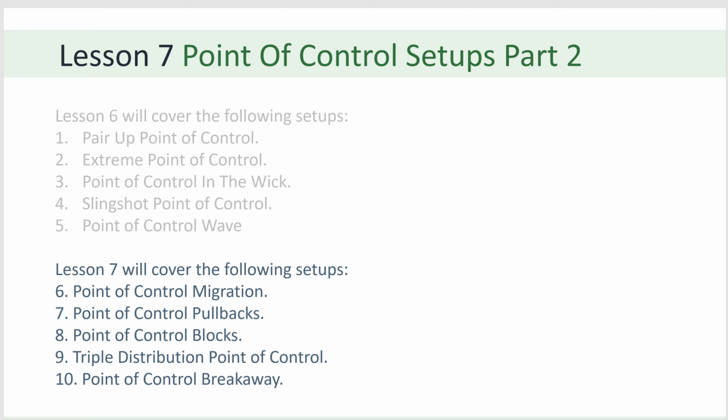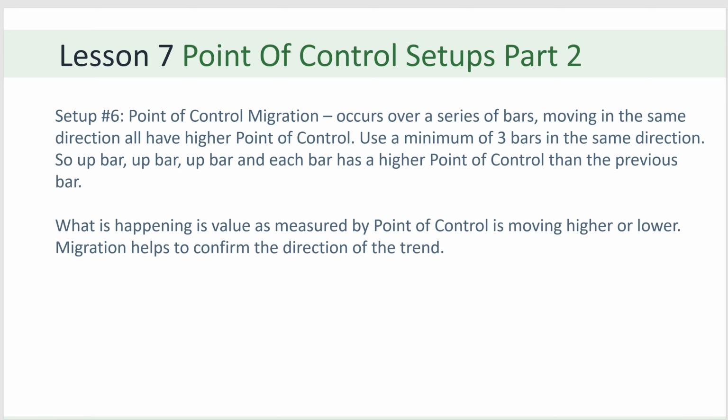All right, so in this lesson, what I'll be talking about is point of control migration, which I've talked about before. Point of control pullbacks, point of control blocks, triple distribution, and point of control breakaway. Spoiler alert, the bottom three deal with a second point of control and a third point of control in a bar. So point of control migration, I've talked about: in a market moving up, you should see point of control migrating higher, higher, higher. Just as going lower, it should be going lower, lower, lower.